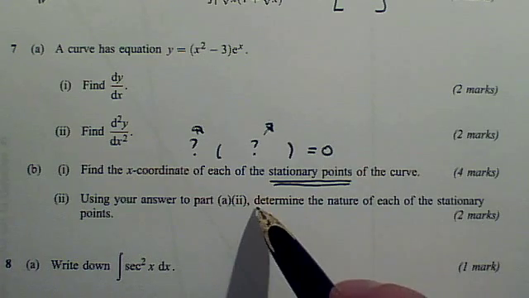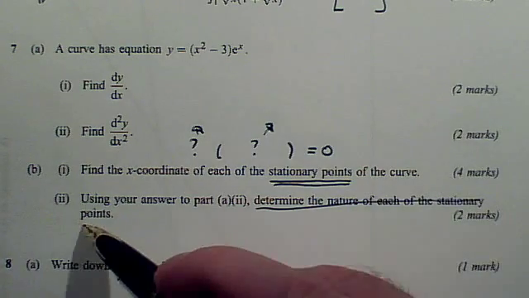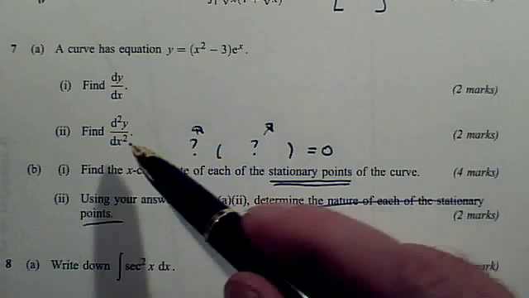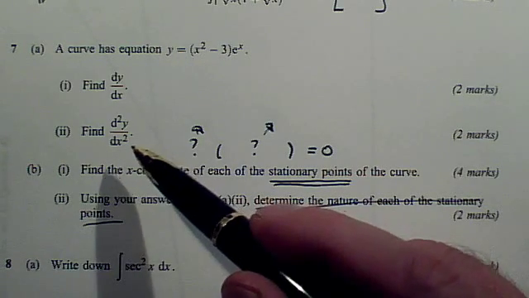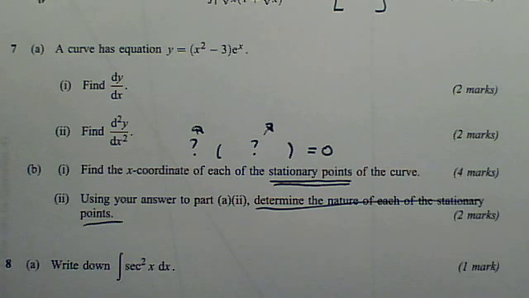And then we've got to determine the nature of the stationary points, so you take your x values, substitute them into the second derivative, and depending on the kind of answers you get, interpret and describe the stationary points.